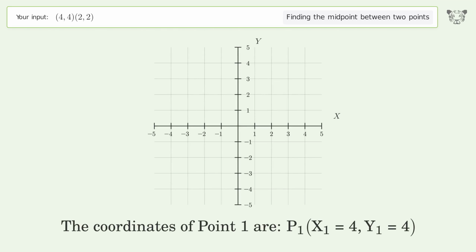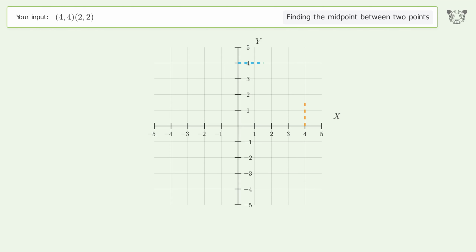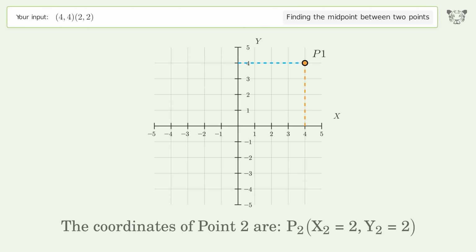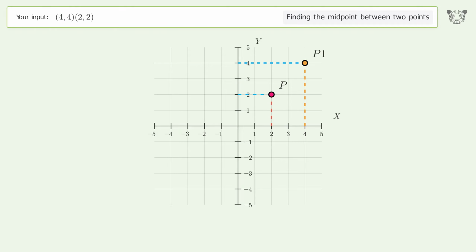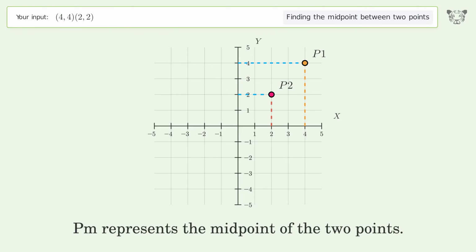The coordinates of point 1 are x1 equals 4, y1 equals 4. The coordinates of point 2 are x2 equals 2, y2 equals 2. PM represents the midpoint of the 2 points.